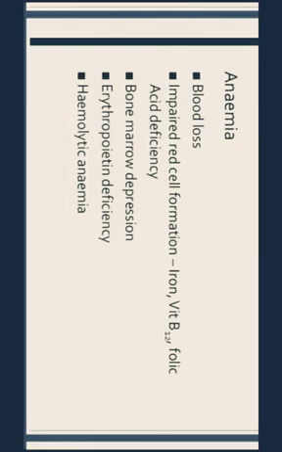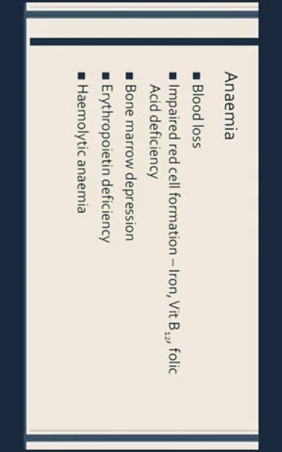Now after that there is anemia. As we know, a certain significant amount of blood loss occurs in the anemia condition. Blood loss might be acute or chronic. There might also be impaired red cell formation. There are two things in that sense: a deficiency of essential factors like iron, vitamin B12, and folic acid, and second, bone marrow depression.